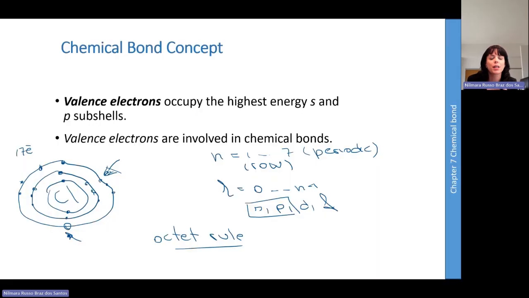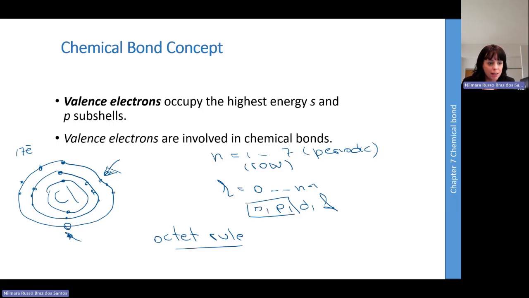Let me remind you what valence electrons are. The valence electrons are the electrons that will be involved in the chemical bonds, because they are located in the highest energy subshells. Just to remind you of the subshell.